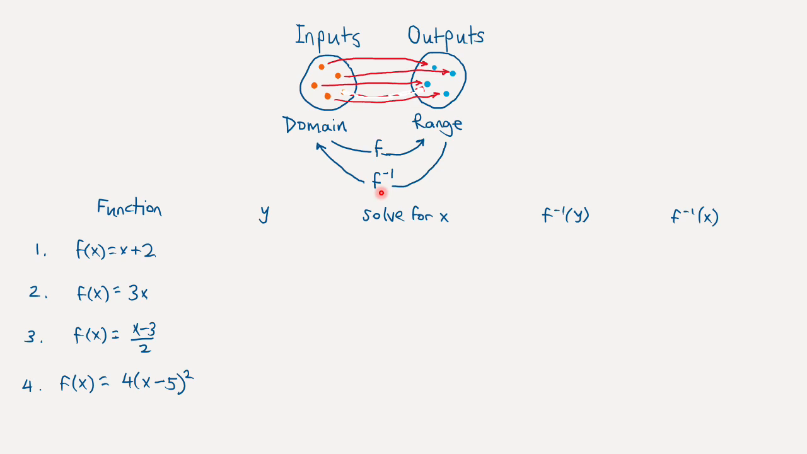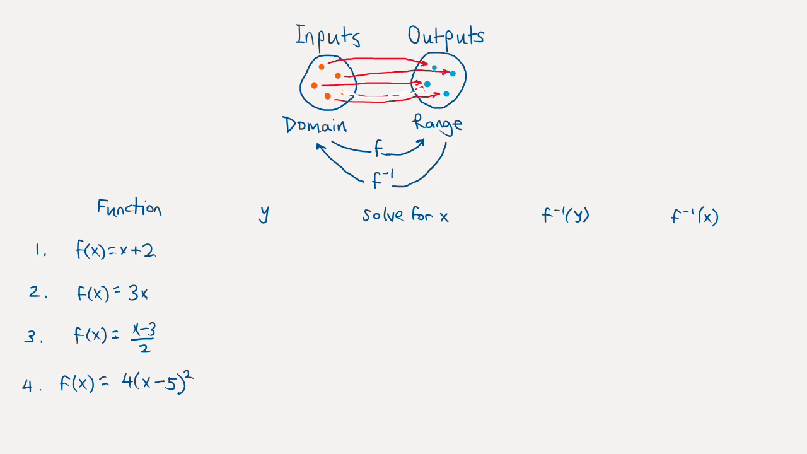It stands for f inverse, and that takes numbers from the range of the function and turns them into numbers in the domain. Let's go through some examples of how to find inverse functions. It's essentially a four-step process, so I'll go through each of the four steps for each of these four examples.